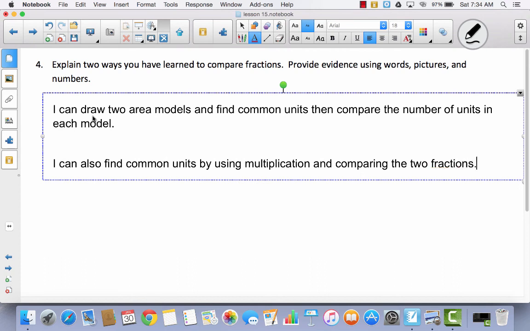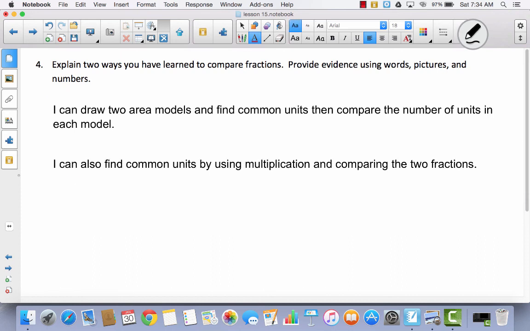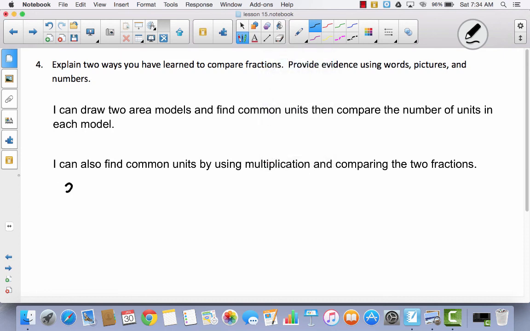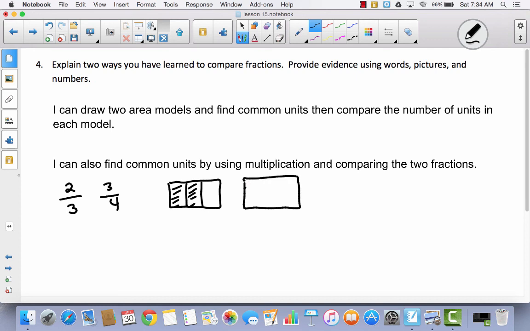Okay, so now let's use a real quick model here. So let's say we're comparing 2/3. Let's use an easy one so we don't have to work too hard. The smaller the numbers, the easier it will be. So let's say we wanted to compare 2/3 to 3/4. Okay, so let's take our little model here and let's divide this into thirds. And let's shade 2. And then let's take this one and divide this one into fourths horizontally. And we have to shade 3.